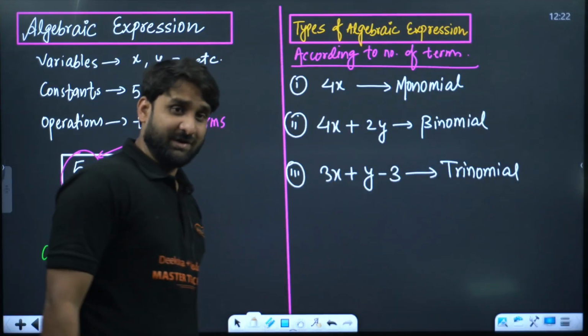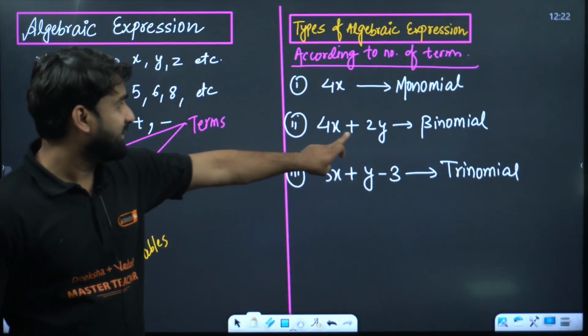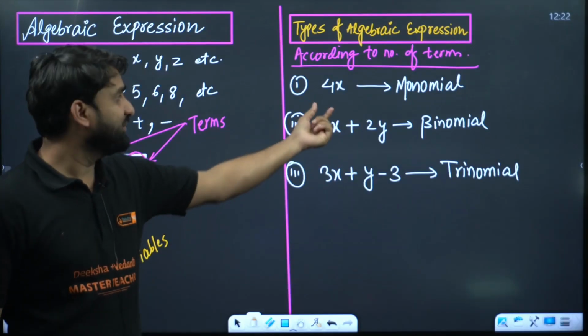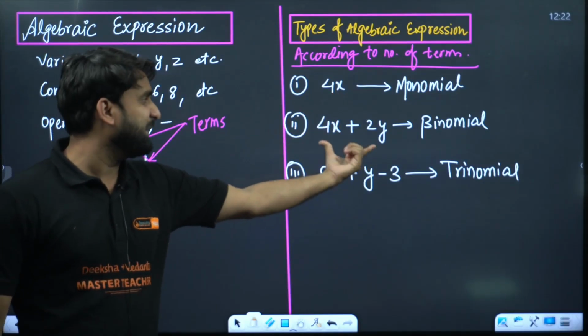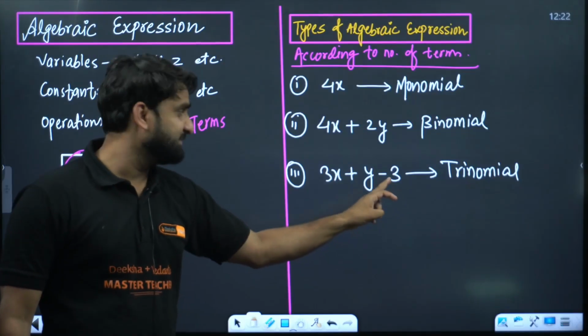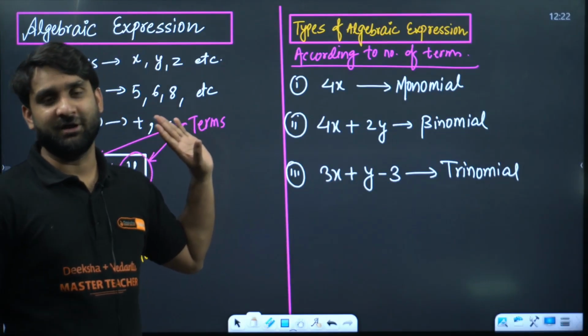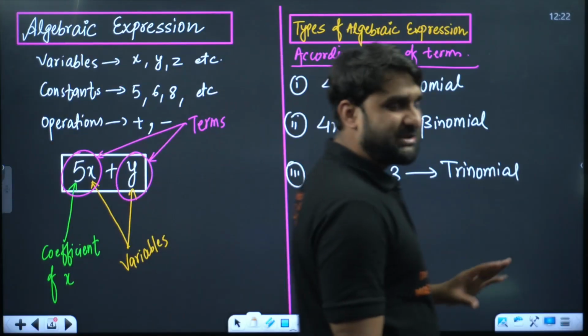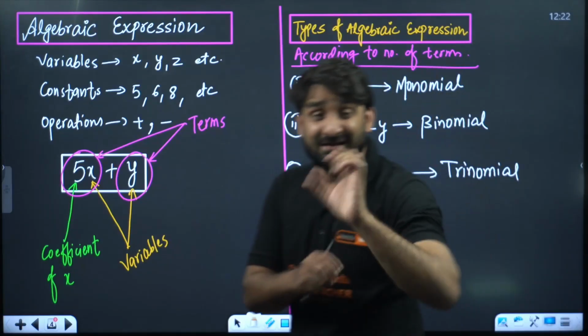Right? And how many variables here? x and y, 2 variables. So this is a monomial in a single variable, this is a binomial of two variables, and this is a trinomial of two variables, because x and y both are variables. I hope this is clear to you all. So such expressions are called algebraic expressions.